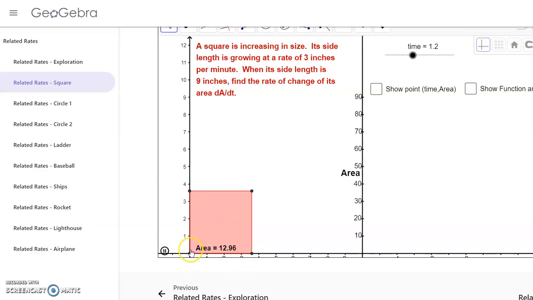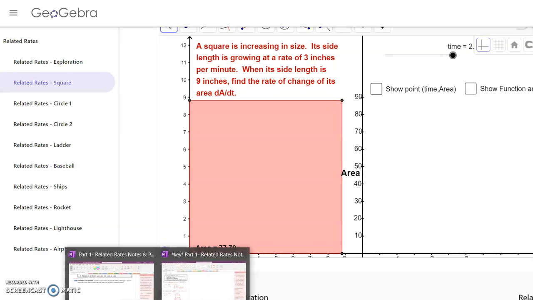So this side length is growing 3 inches per minute. When its side length is 9 inches, what is the rate of change of the area, dA/dt? So that's what we're going to be asked to look for in this very first question.